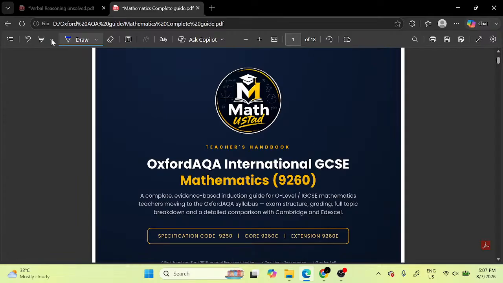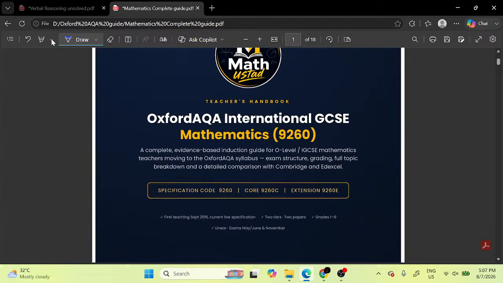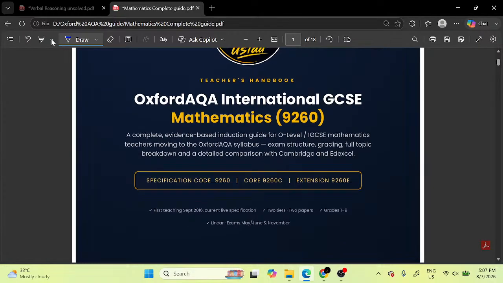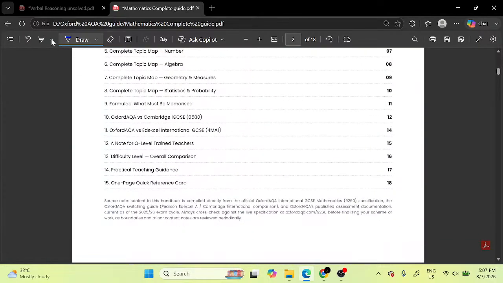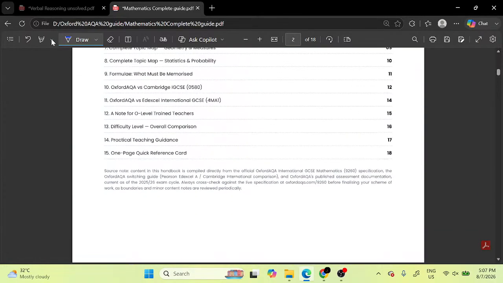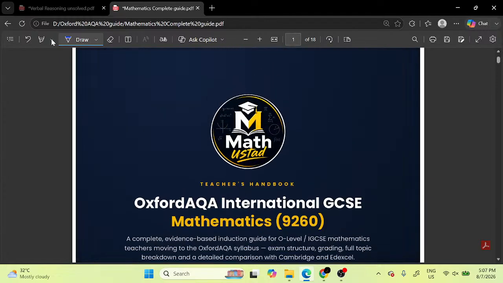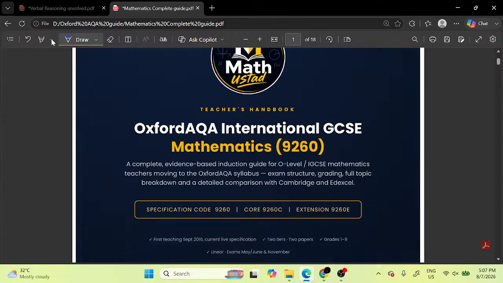In this class we'll be studying the specification, code, and everything you need to know related to the Oxford AQA. I researched a lot on YouTube, but I couldn't find any video related to the complete overview of Oxford AQA. So I decided to make one for the students who are looking for this guideline.